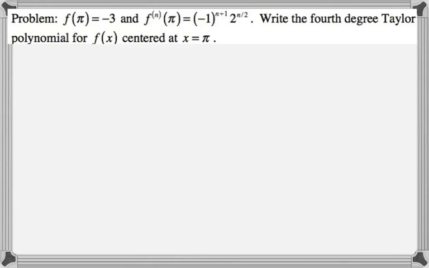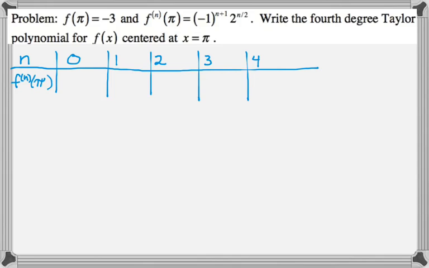All right, let's do another one. So 4th degree. This is going to be centered at pi, which is a weird place to maybe center a polynomial, you might be thinking. You do this a lot with trig functions, though, so pi is not really that uncommon. So the 0th derivative is -3, and then I just plug in. So remember, you're plugging in n, so I plug 1 into the formula, and I get back 2 to the 1/2. I plug in 2, and I get -2, and so on. And then we just plug into the formula that we memorized.